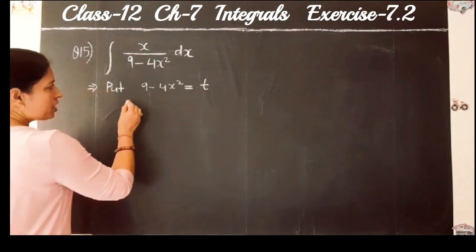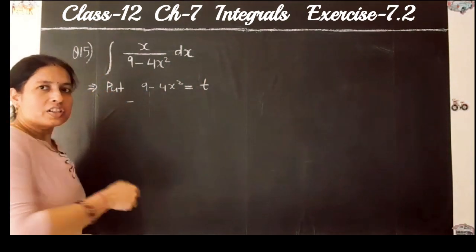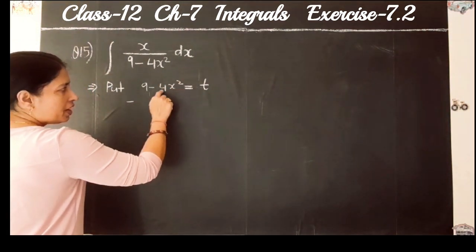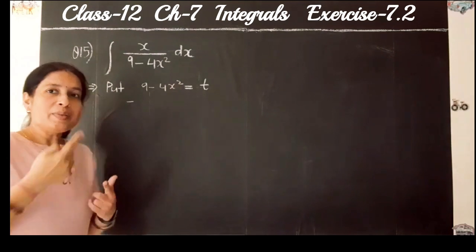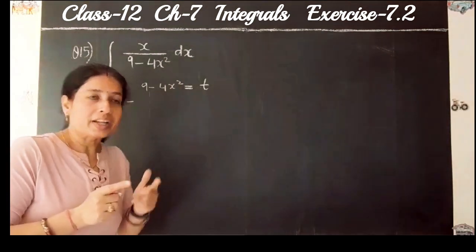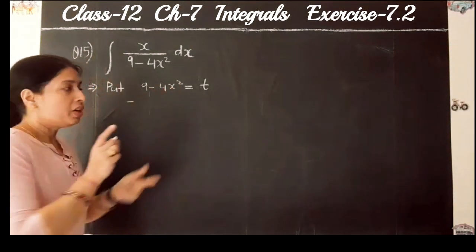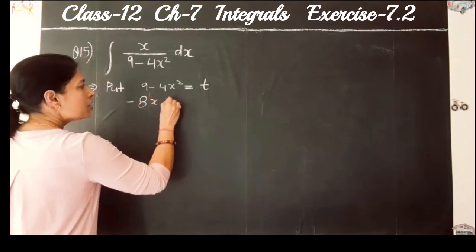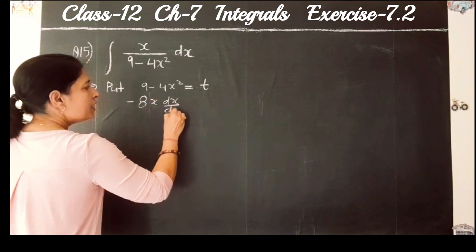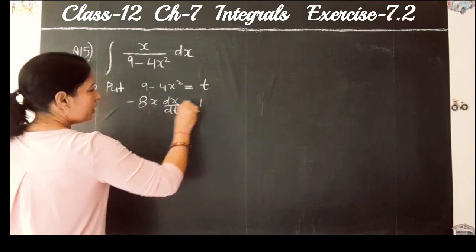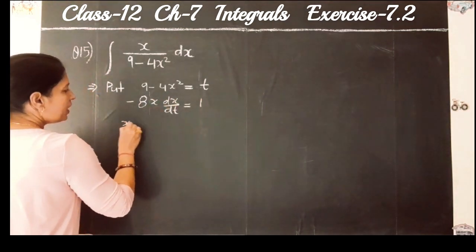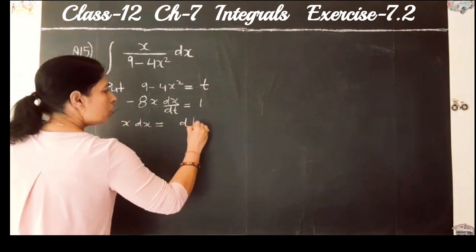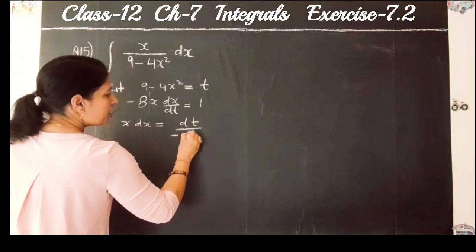Now differentiate both sides, we get 9 is constant, so it will be 0. Then here it is given 4. So when we differentiate x square, we get 2x. So 2 multiplied by 4, it becomes 8. 8x dx by dt is equal to 1. So we can write x dx is equal to dt by minus 8.